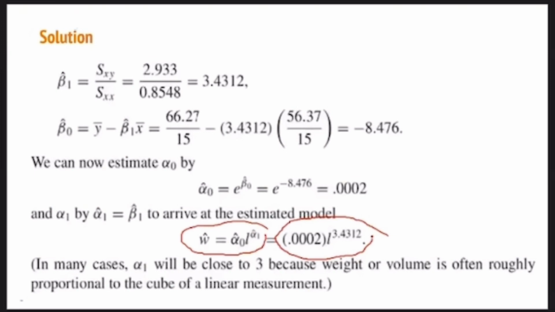Okay, and that was why in many cases, alpha 1 will be close to 3. You can see the alpha 1 here is 3.4312, because weight or volume is roughly proportional to the cube of the linear measurement. This is a theory that has been verified by biologists and mathematicians, those who actually apply maths to biological situations, they've already seen it.